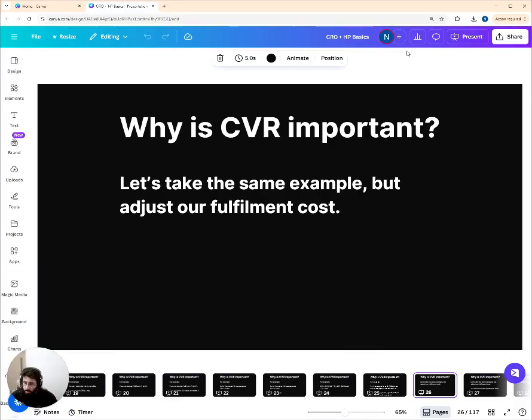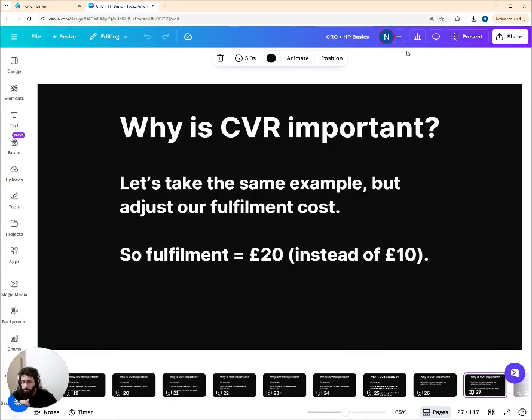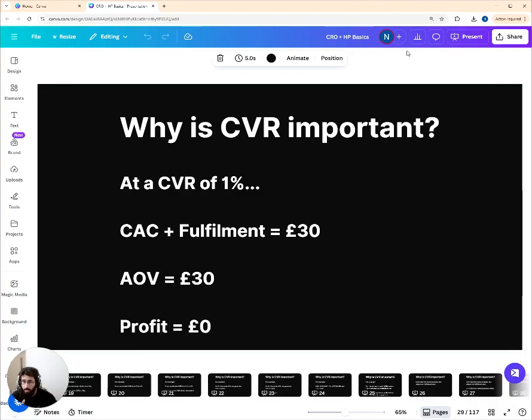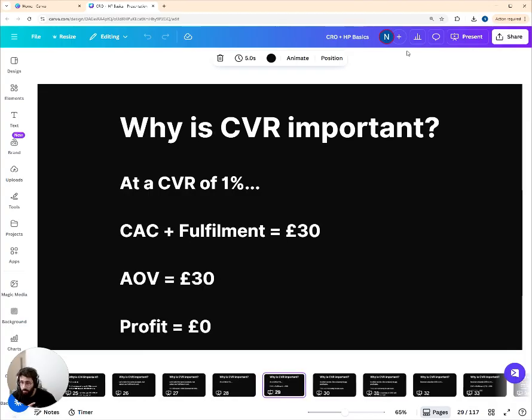Let's take the same example, but adjust our fulfillment cost a little bit, make it a little bit more realistic, a little bit more tight. So let's say fulfillment is £20 instead of 10. At a conversion rate of 1%, CAC plus fulfillment equals 30, average order value equals 30, and our profit equals 0. So in this scenario, this business is not making any money.